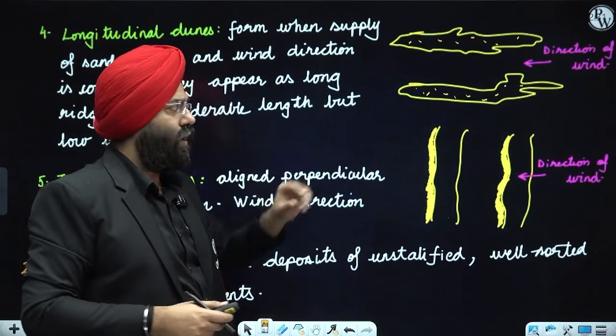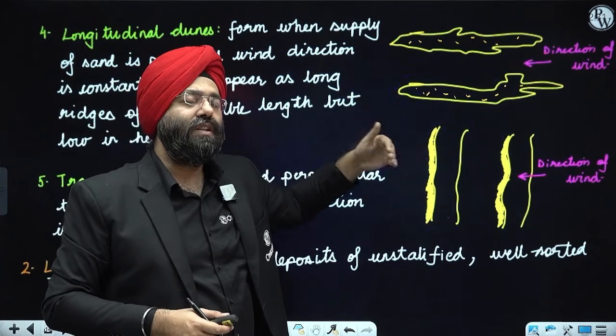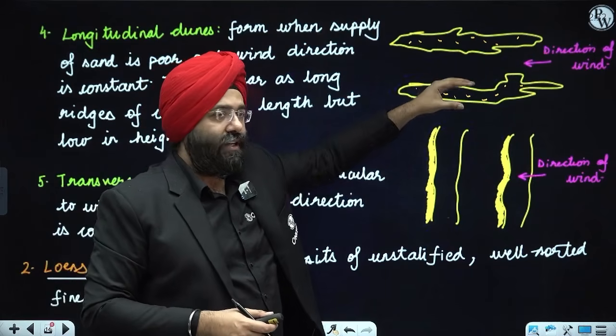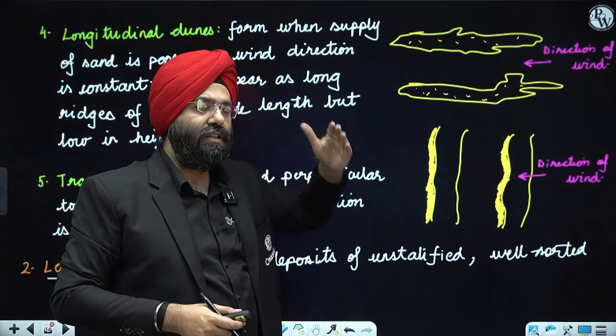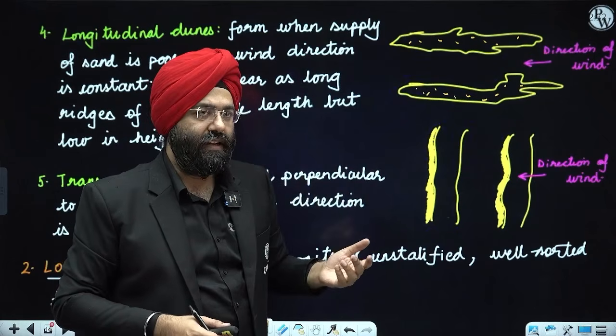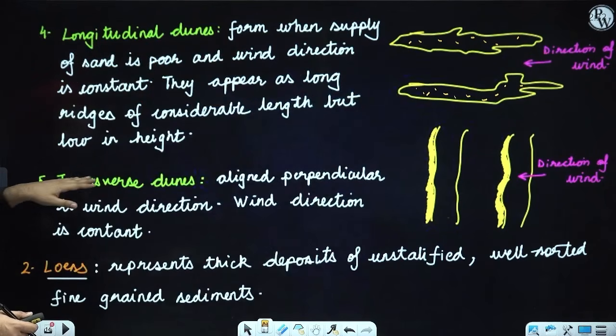Please understand why they are of one constant long length: because if the wind is continuously in the same direction, there is a greater possibility of them being long. Otherwise, if the direction keeps on changing, the length will not be long, right? So this is the structure. Please understand this. Okay, next, transverse dunes.